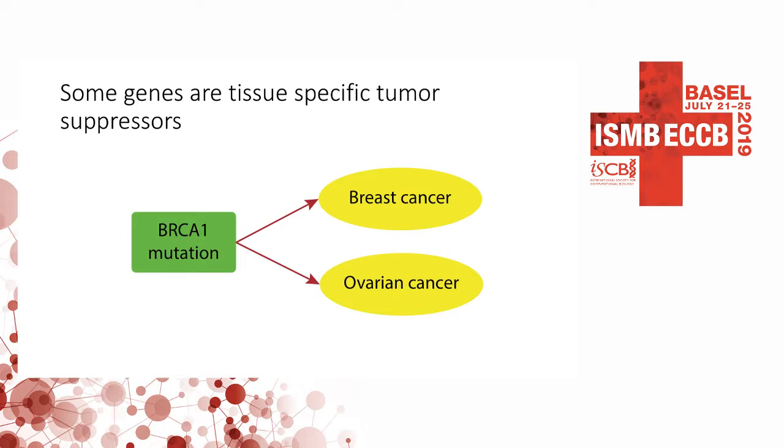And the third question that we would like to study is why certain tumor suppressor genes are tissue specific. So tumor suppressor genes, if they lose function, can lead to cancer in some tissues. For example, the BRCA1 mutation, it's a well-known mutation. If this happens, then it can lead to breast and ovarian cancer, but not lung cancer or other cancer types.